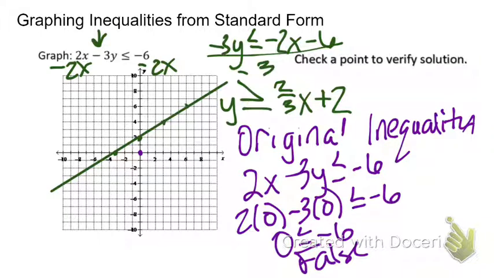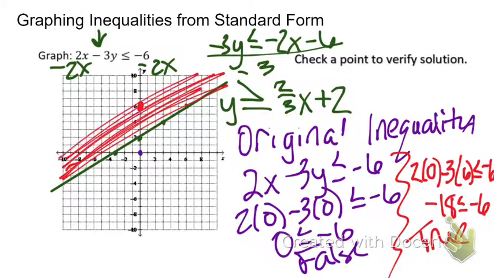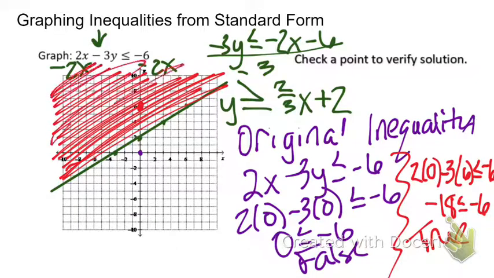So if I check a point above the line, let's say I check 0, 6. Then I'm going to be doing 2 times 0 minus 3 times 6. Is that less than or equal to negative 6? And so 0 minus 3 times 6 would be negative 18. Is negative 18 less than or equal to negative 6? Yes, it is. So this is a true statement, and therefore I would shade the side that included the 0, 6. All of those ordered pairs should also make the inequality true. They're all part of the solution set.